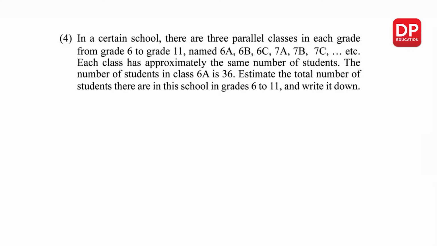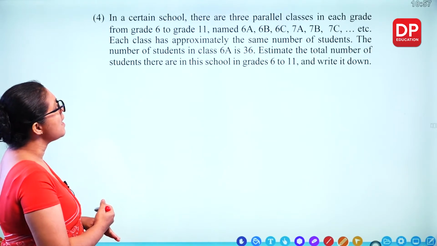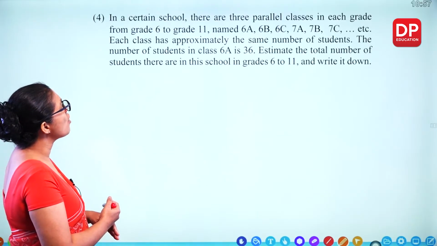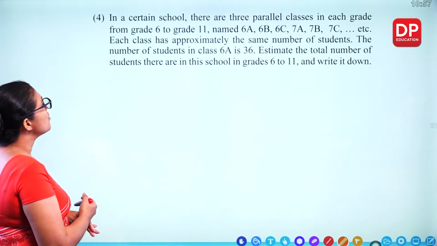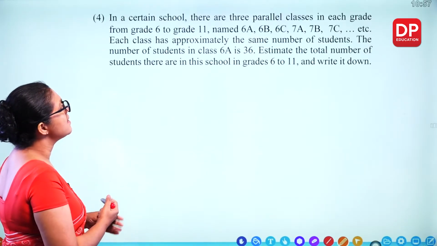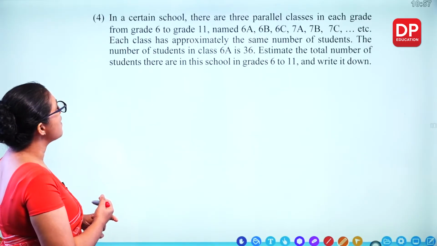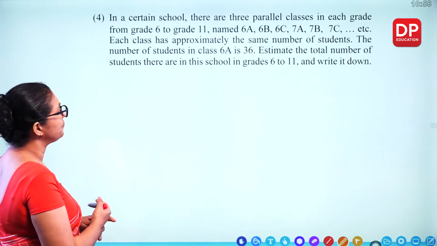Question number 4. In a certain school, there are 3 parallel classes in each grade from grade 6 to grade 11, named 6A, B, C, 7A, B, C. Each class has approximately the same number of students. The number of students in class 6A is 36. Estimate the total number of students there are in this school in grade 6 to 11 and write it down.